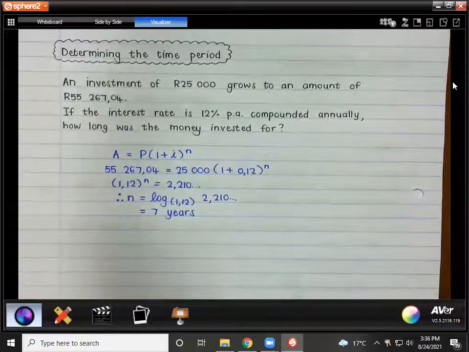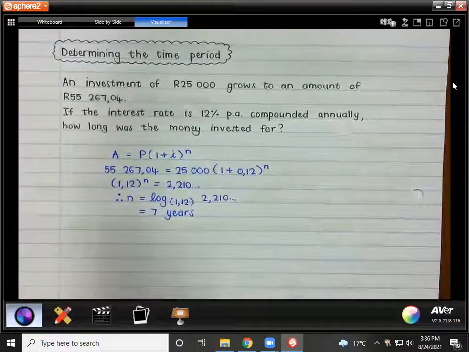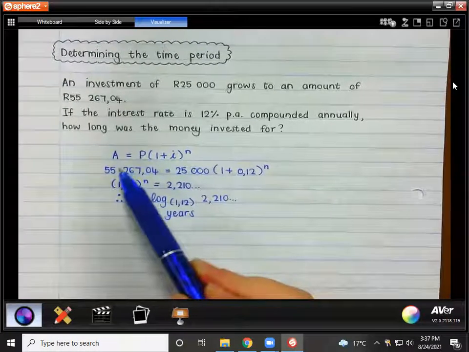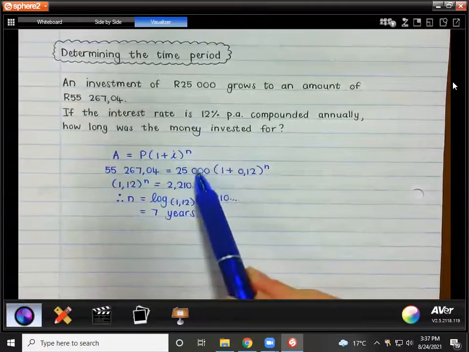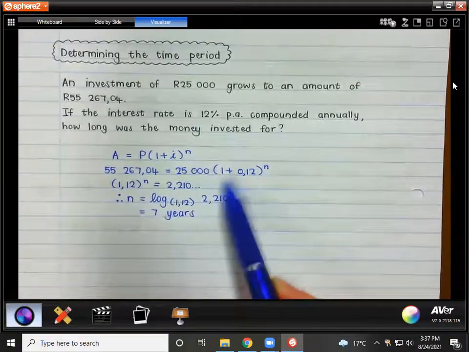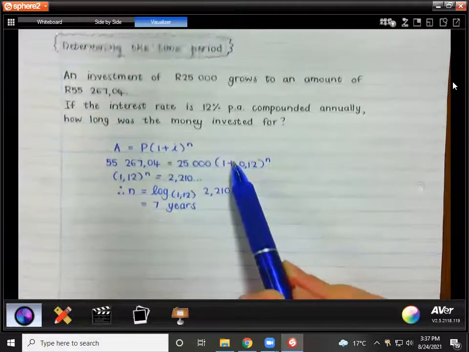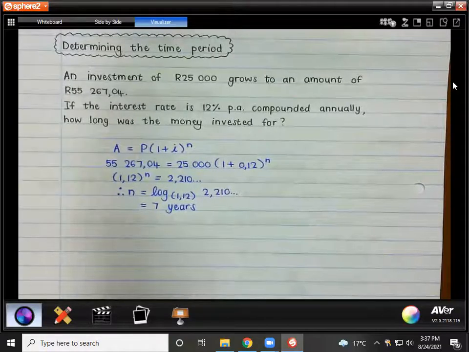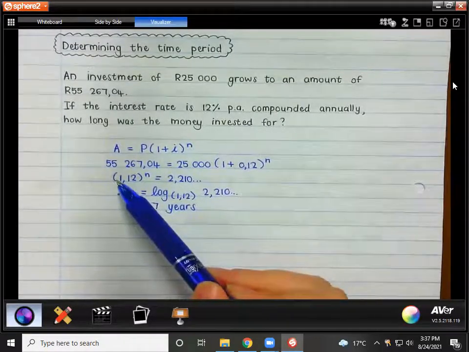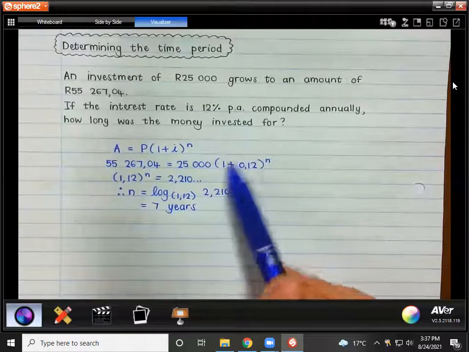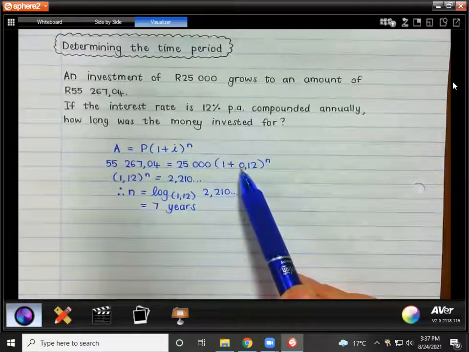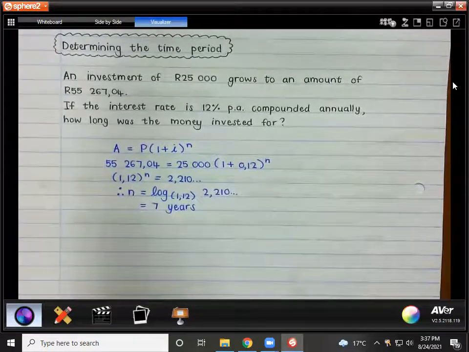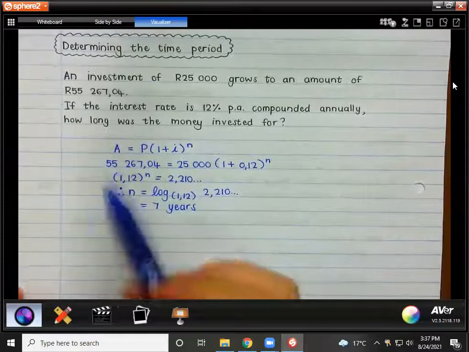Okay, there you go. That's what I got. 7, right? So I just wrote my formula down. Then I just subbed everything in. So A is 55,000, P is 25,000, and this is fine if you wrote it as 12 over 100. I just wrote it in decimal form. Then I also swapped sides, sorry, because I realized my n must be on this side, but it's fine. You could have left it there. And I also simplified my bracket. 1 plus 0.12 would be 1.12, right? Or you could have just left it as 1 plus 12 over 100. Nothing wrong with that, to the power of n.